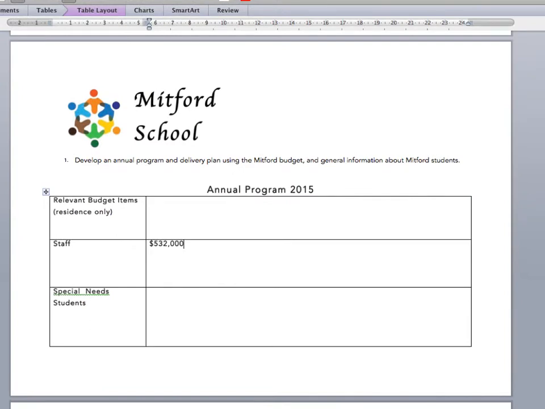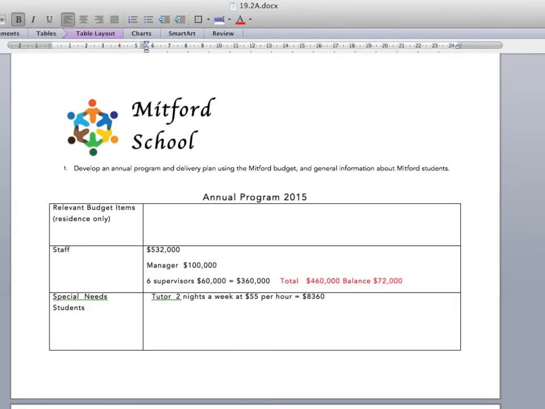So you've got the staff component here of $532,000. And so the first question is, how many staff do you need? Typically, what are they paid? And what can we actually get for $532,000? There might be a little bit of guesswork in here, but up here we were guessing that the manager would be paid around $100,000. That includes their on costs like superannuation. Supervisors are probably paid around $60,000, including on costs.